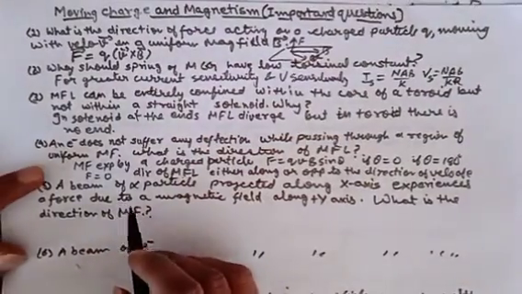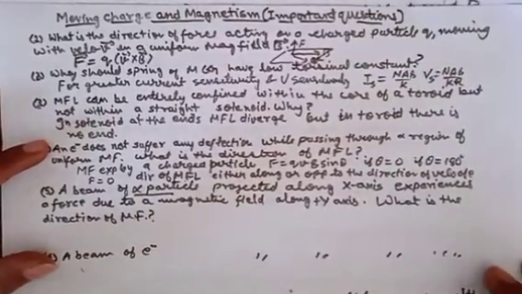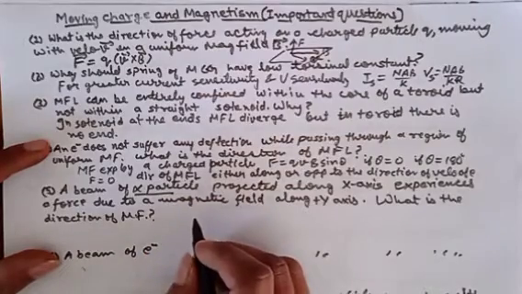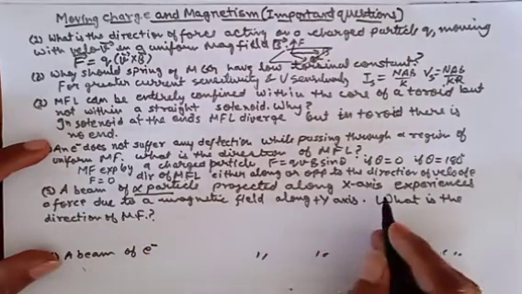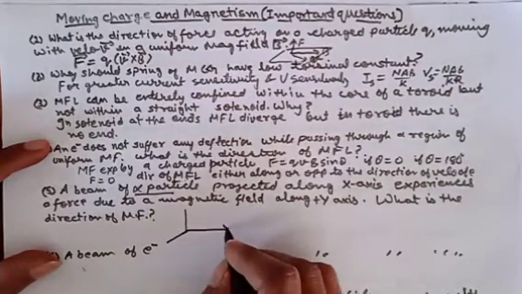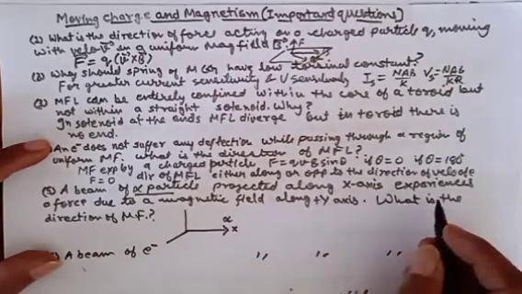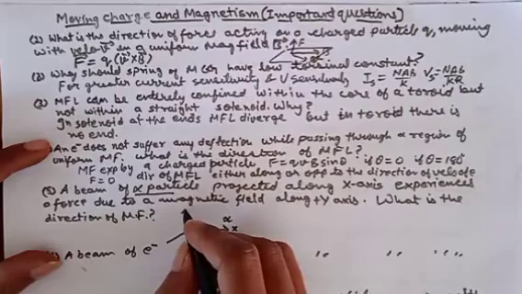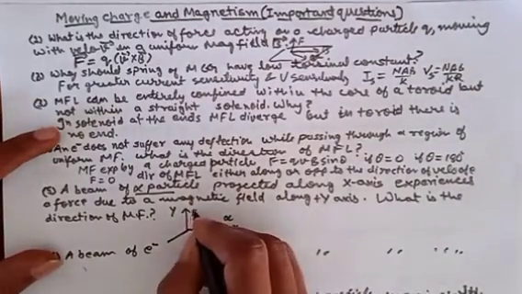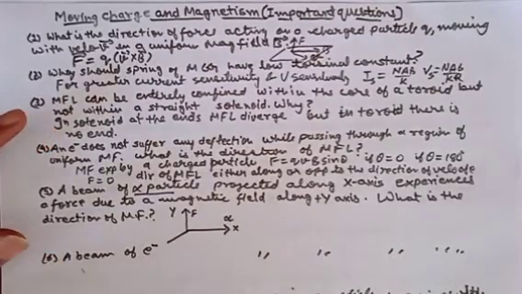A beam of alpha particles projected along the x-axis, we know alpha particles are positively charged, experiences a force due to a magnetic field along the y-axis. What is the direction of the magnetic field? We have to draw this. Okay, so I am drawing coordinates. Alpha particles are projected along the x-axis, and they experience a force along the y-axis. Now we are not certain that it will be the z-axis. It can be the positive z-axis, it can be the negative z-axis.